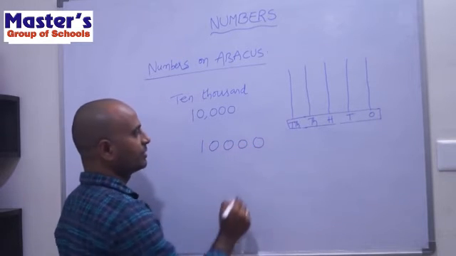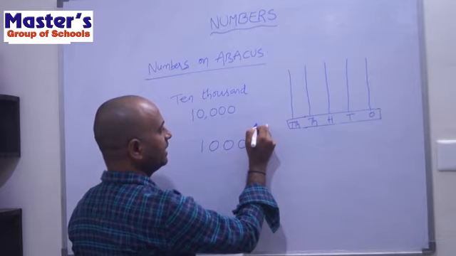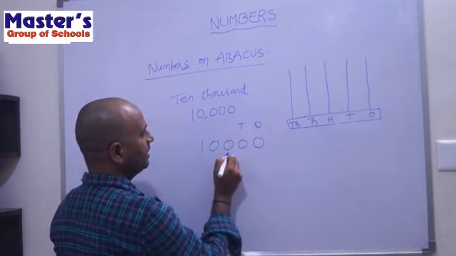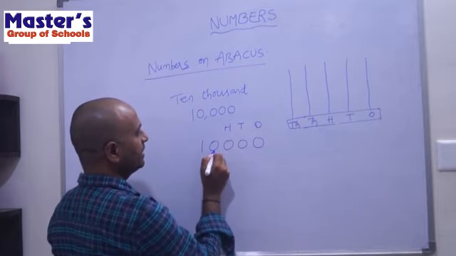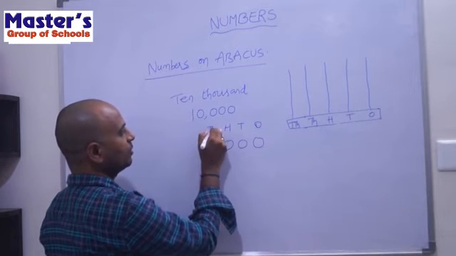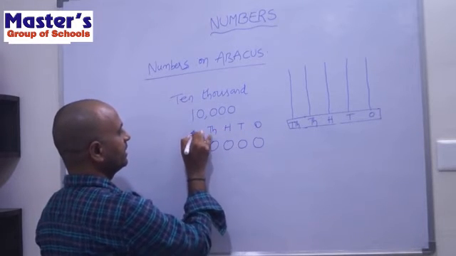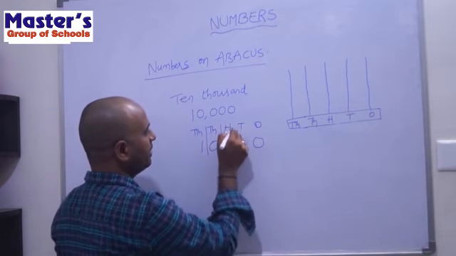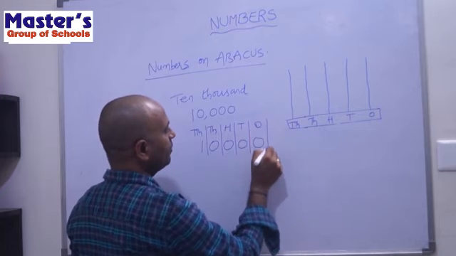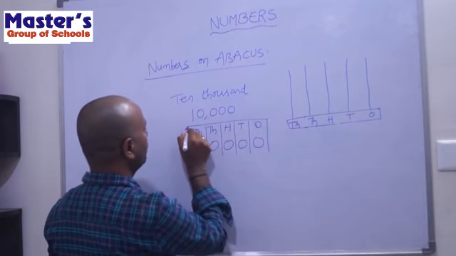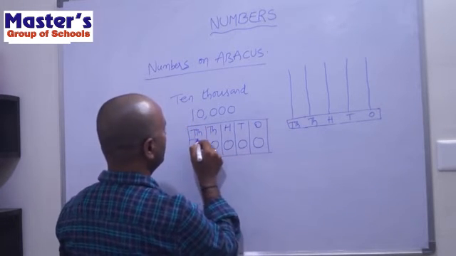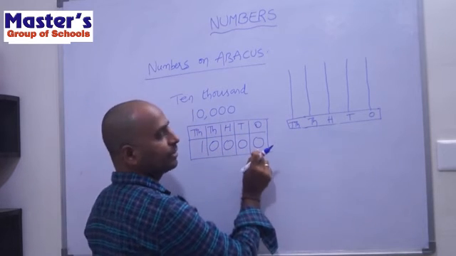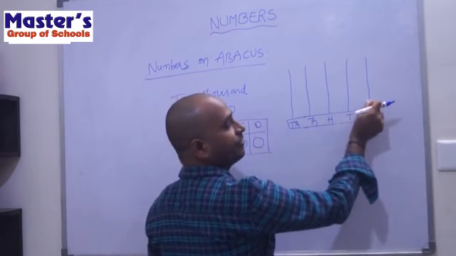So this is 10,000. This 0 is in ones place, this 0 is in tens place, this 0 is in hundreds place, this 0 is in thousands place, and this 1 is in 10,000s place. So this is the place value chart. First we have to write the place value chart for the given number and insert the digits in the place value chart. Now we have to represent beads on every stick.